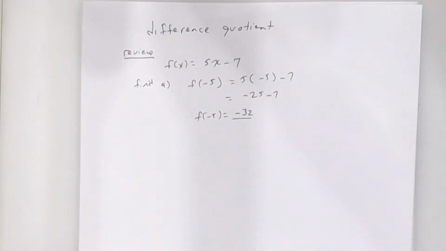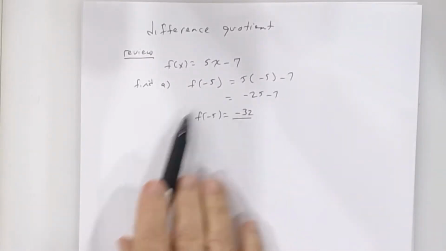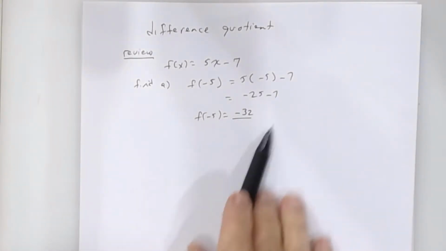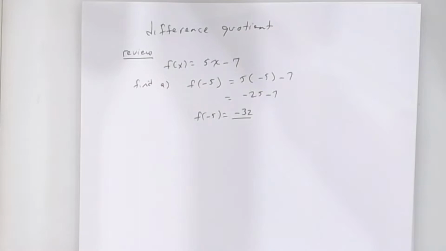So remember what that means? That means that when x is negative 5, what's my y value? Negative 32. And that's going to be important tomorrow night when we go back and talk about even and odd functions again. This notation right here. So we've talked about this before, but that means that when x is negative 5, my y value is negative 32.